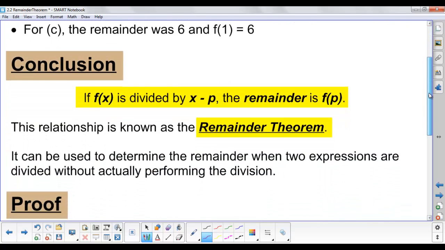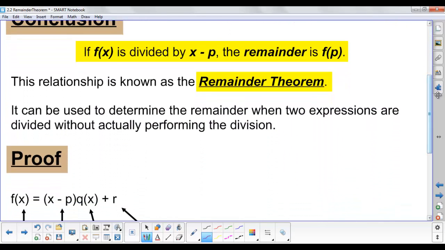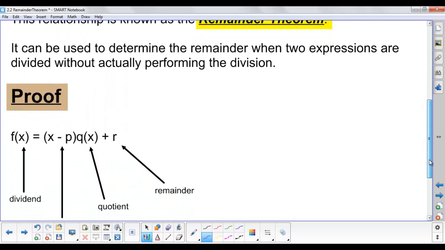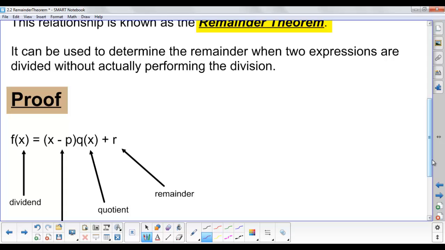And what this is called is the remainder theorem. So when our dividend, f of x, is divided by our divisor, x minus p, where p is the root, then the remainder is whatever we get when we sub in p into our f of x. Okay, so again, that's the remainder theorem, and it's really great when the question is only asking you for the remainder because you don't actually have to go forth and do the division. You just sub in your test root.